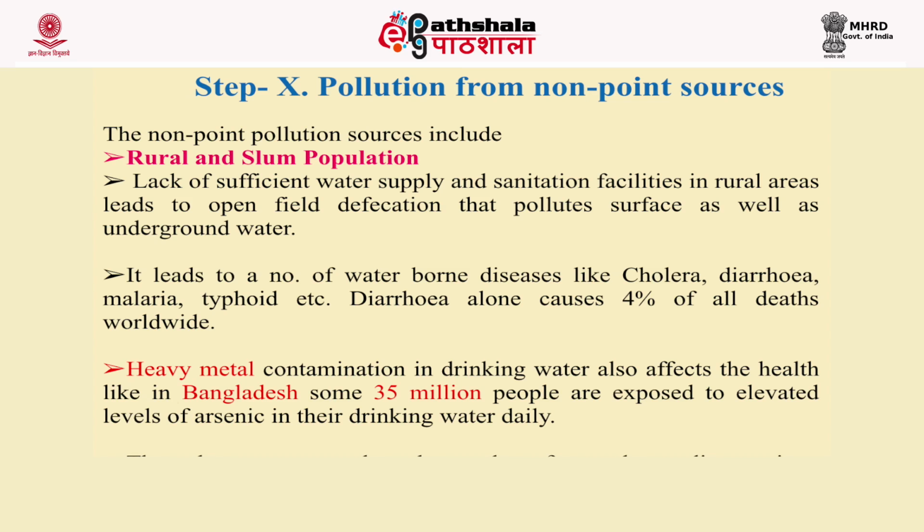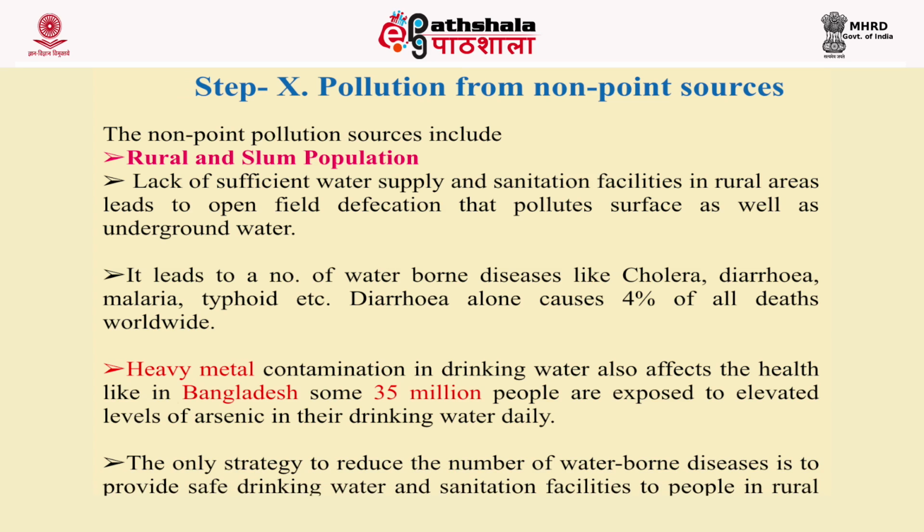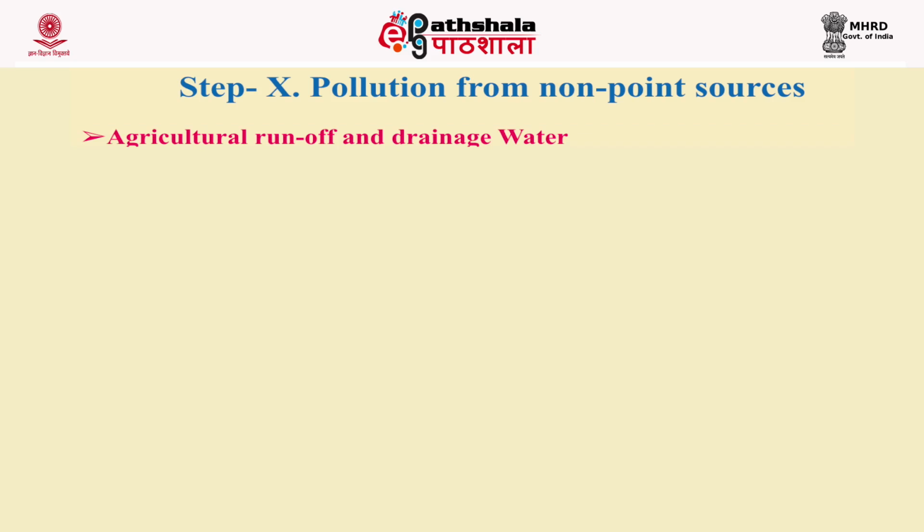Heavy metal contamination in drinking water also affects the health of people. Like in Bangladesh, some 35 million people are exposed to elevated levels of arsenic in their drinking water supply. The only strategy to reduce the number of waterborne diseases is to provide safe drinking water and sanitation facilities to people in rural as well as urban areas. Second non-point source is agriculture runoff and drainage water.